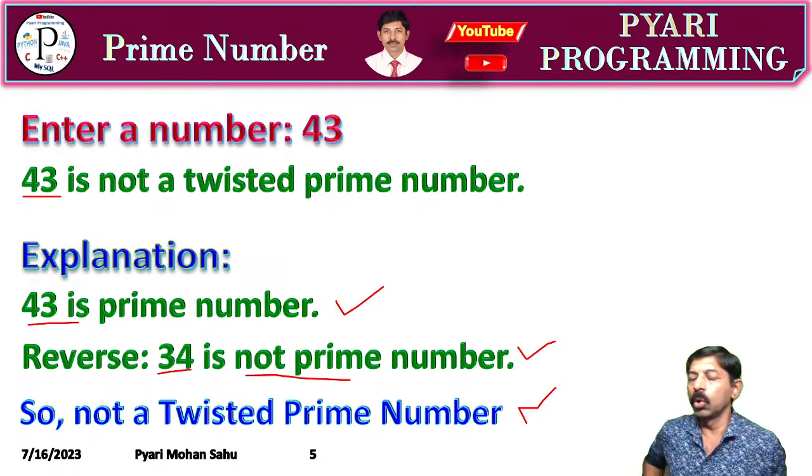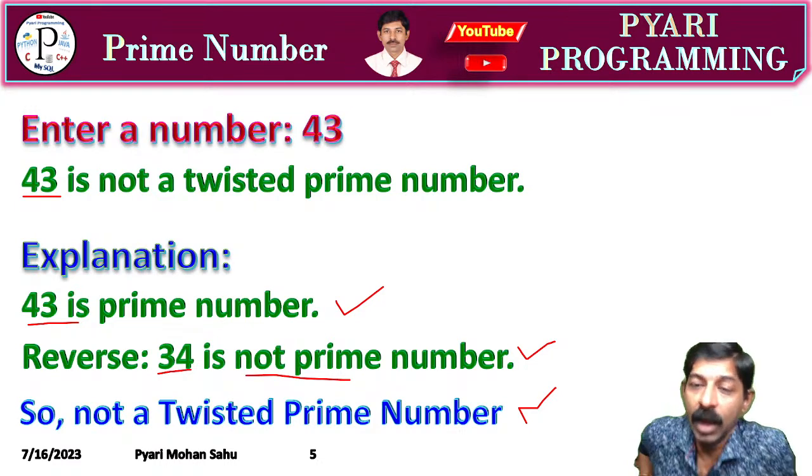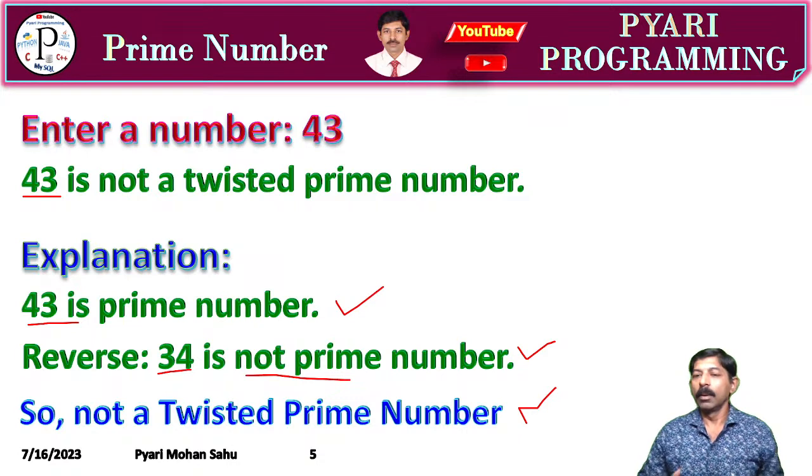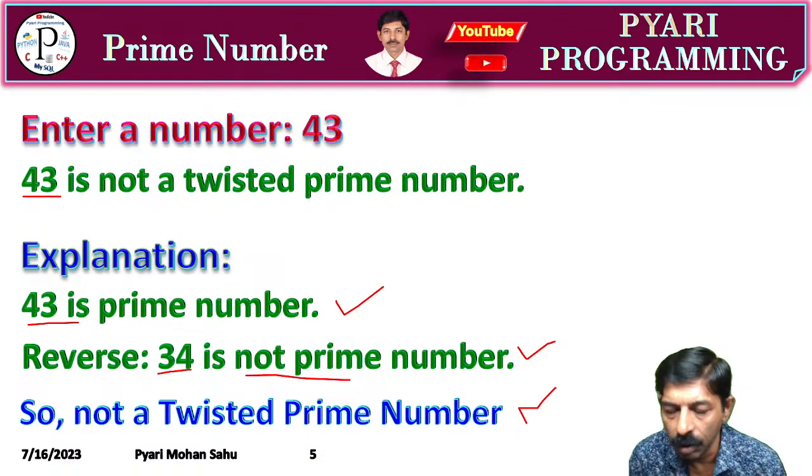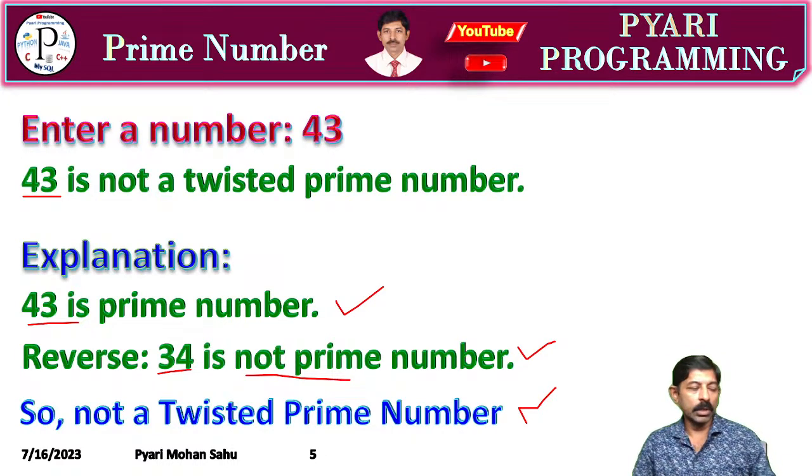If you are unable to do it, in the next live class I will play with the display. This time we are concentrating on the prime number, so that's why I'm ignoring it. This is completely based on the if condition.